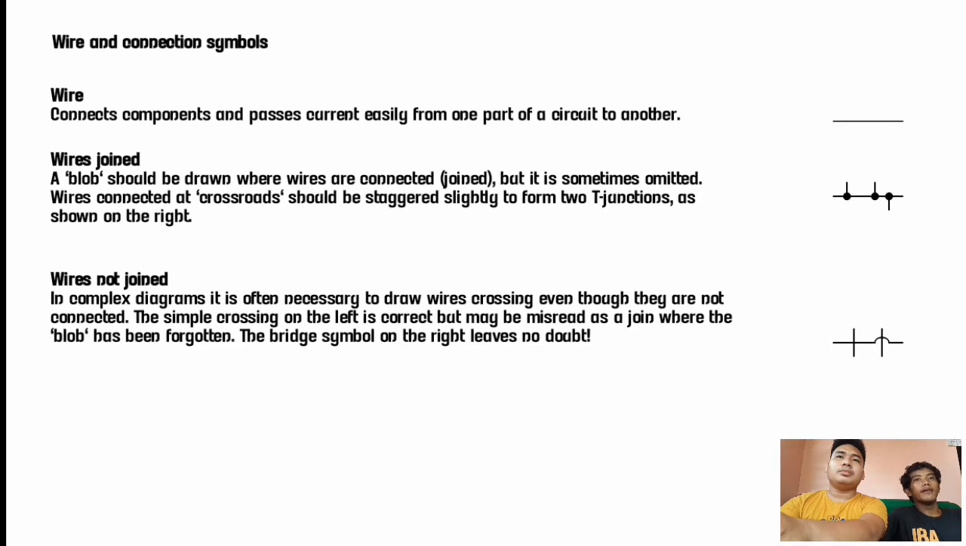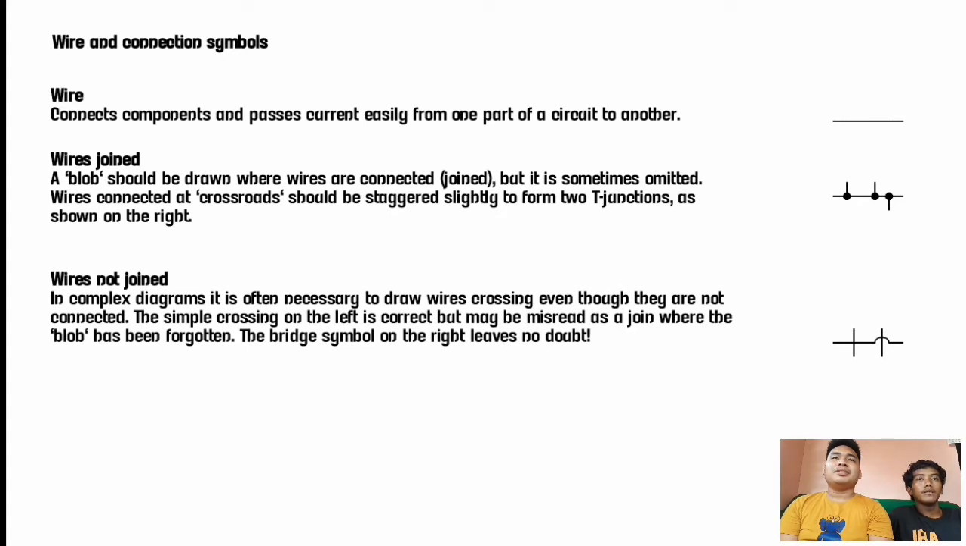Wire and connection symbols. Wire connects components and passes current easily from one part of a circuit to another. Wires joining: a blob should be drawn where wires are connected, but it is sometimes omitted. At crossroads, the wires should be staggered slightly to form two junctions, as shown on the right.